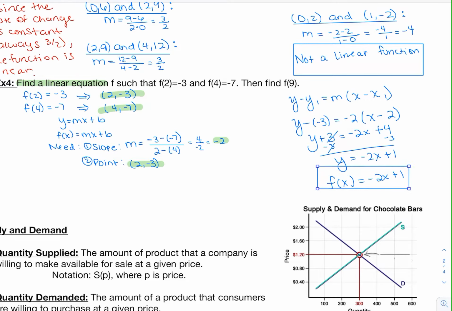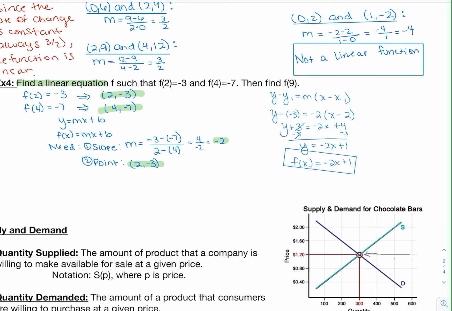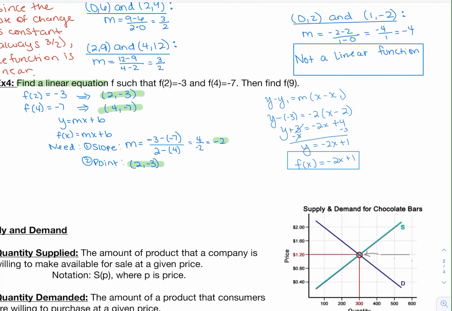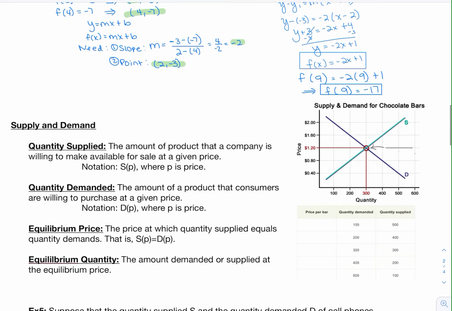And we have one more question. If you notice, I did ask you to find f of 9. All we have to do now is plug in that x equals 9 value into the function that we found. We have f of 9 is equal to -2 times 9 plus 1. And therefore, f of 9 is -18 plus 1, which is -17. And we are done with that example.